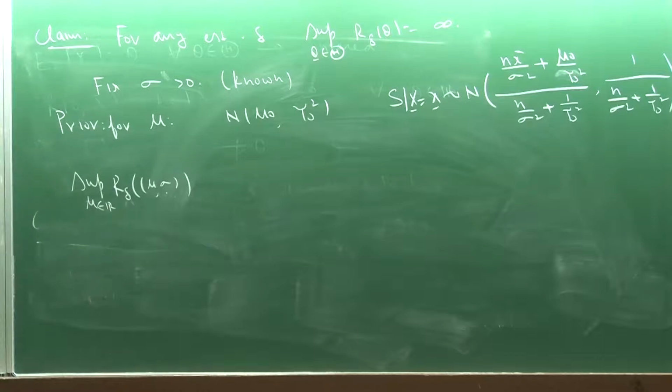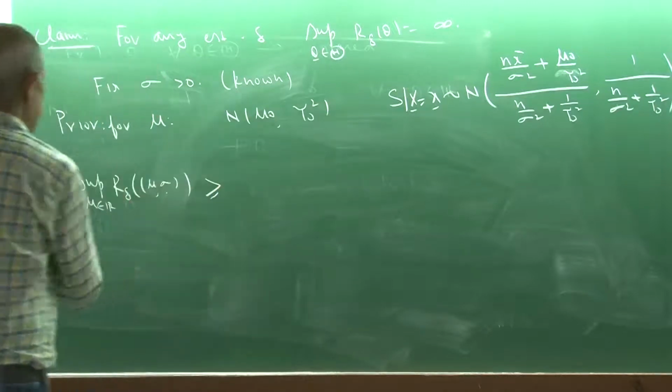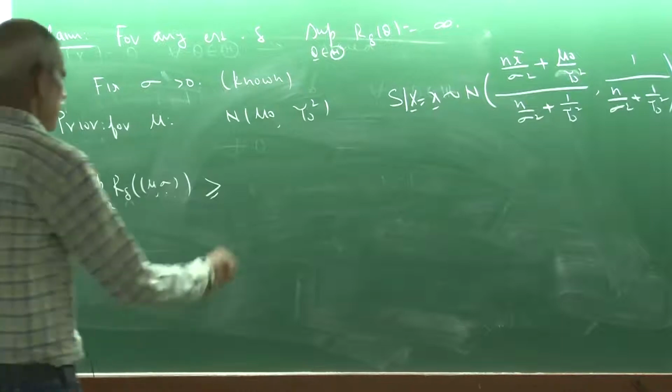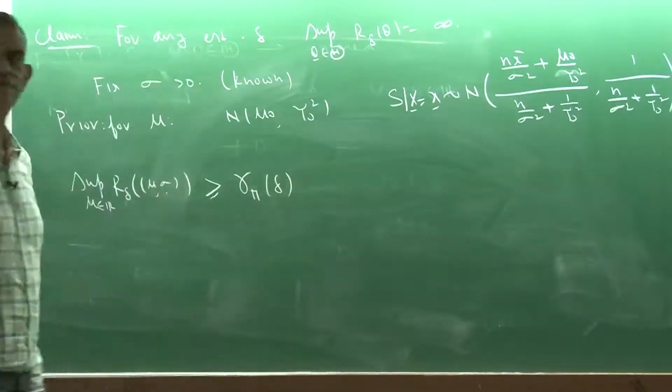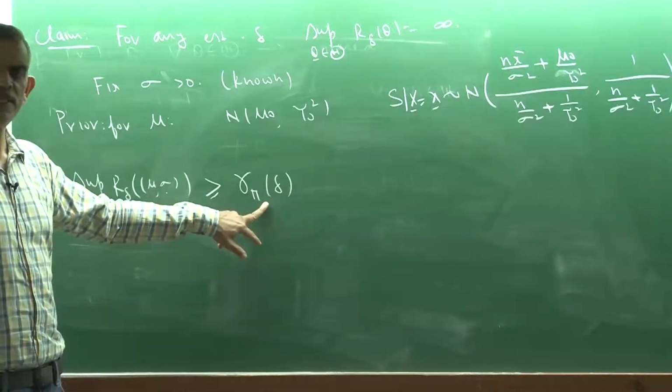I know that maximum risk is always greater than or equal to average risk. So this would always be greater than or equal to the average risk of delta with respect to the prior distribution pi, which is the same as R pi delta. So the supremum risk of delta is greater than or equal to the average risk of delta.